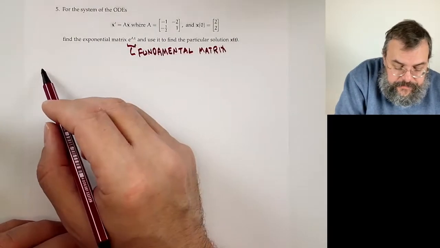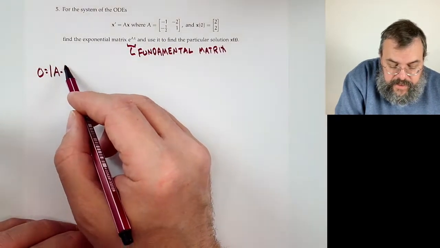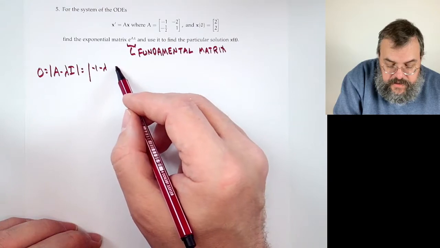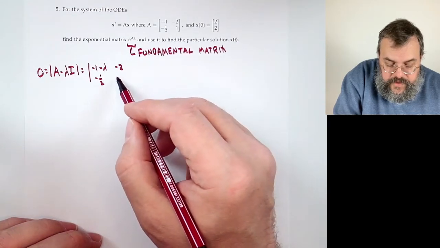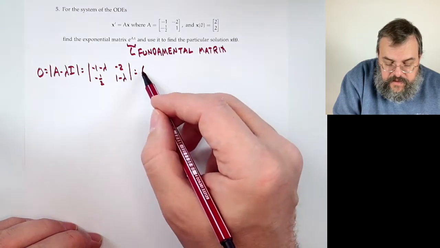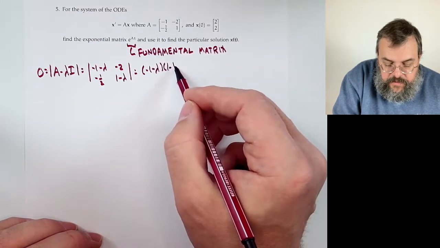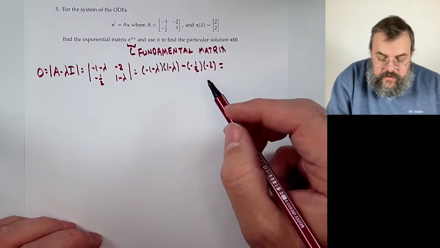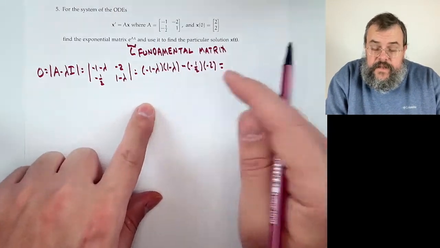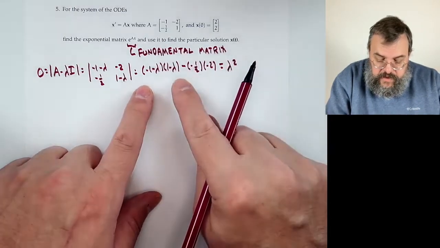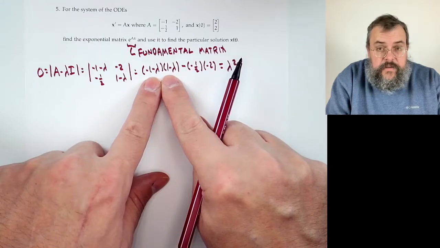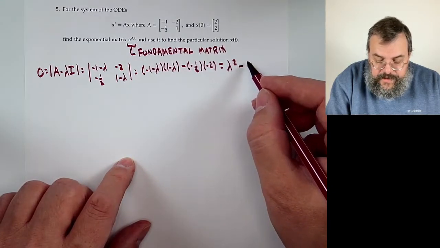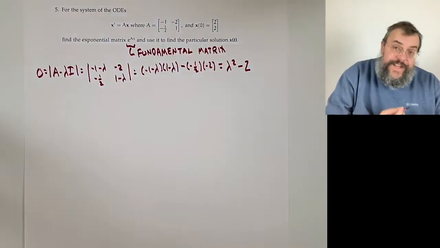Okay, so we're going to set 0 equal to the determinant of A minus lambda I. So we're taking the determinant of minus 1 minus lambda, minus 2; minus a half, 1 minus lambda. So that's minus 1 minus lambda times 1 minus lambda, subtract negative a half times minus 2. So let's see, we have minus lambda times minus lambda, which is lambda squared. You get a plus lambda and a minus lambda, which cancels. Then you have a minus 1, subtract minus 1. So you get lambda squared minus 2, and you set that equal to 0.